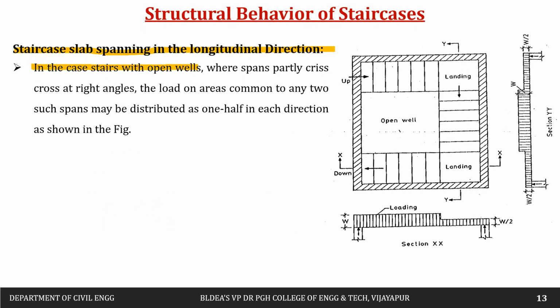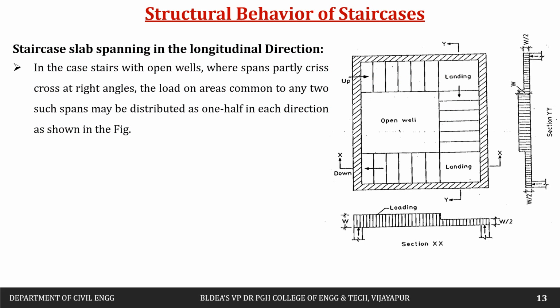In the case where stairs are open well, where spans partly crisscross at right angles, so here you can see this is at right angles. When the spans partly crisscross at right angles, the load on areas common to any two such spans may be distributed as one half in each direction as shown in the figure.